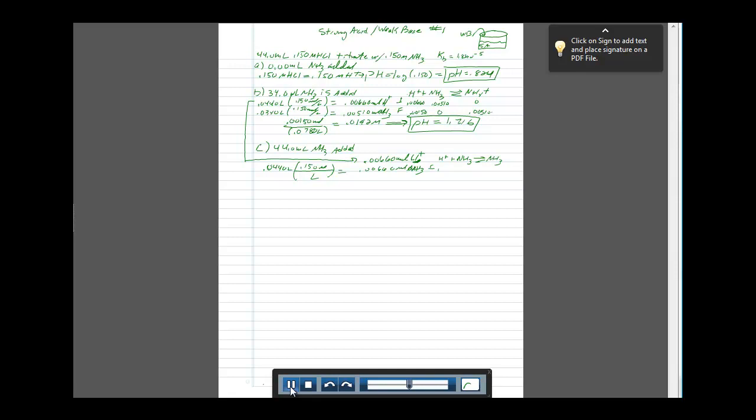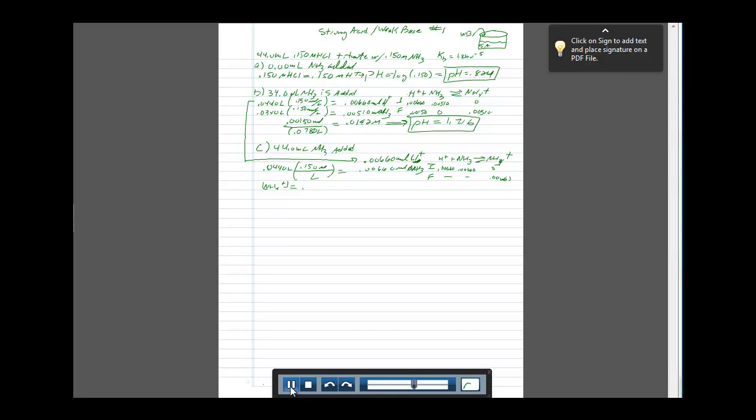In this particular case, again using an ICE table, I'm starting off with the same amount of both reactants. At the end there's 0, and I have just the product, which is NH4 1+. So I don't have a buffer, I don't have any acid or any base left, I just have the conjugate acid that's formed. The only way to do it then is to figure out what the concentration of that NH4 1+ is.